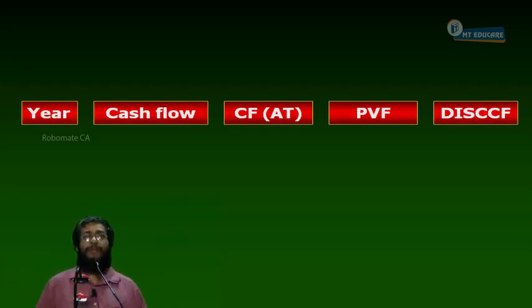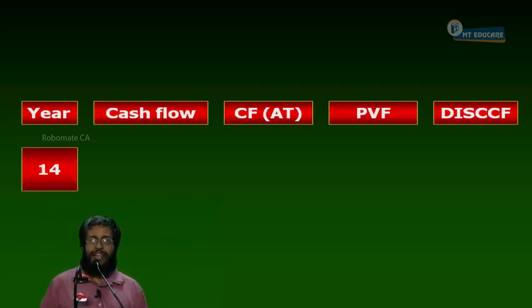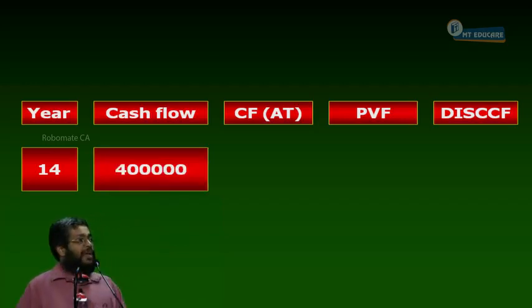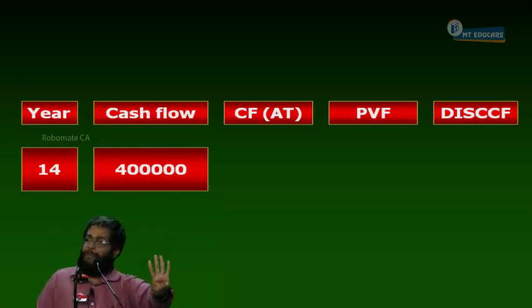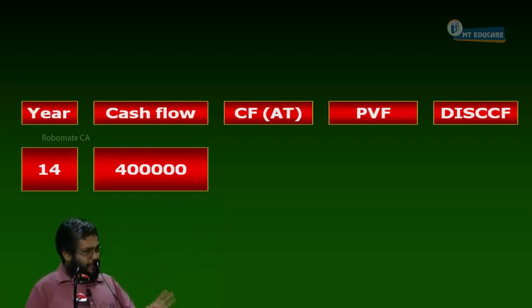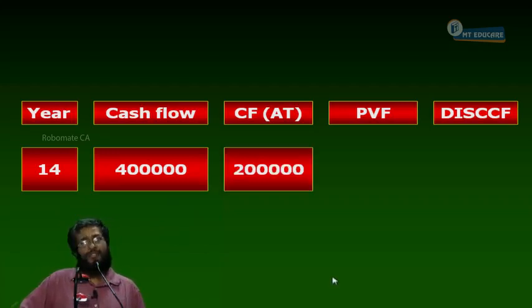Shall I start or not? Now, tell me, I am doing repairs in which and which year? 14th year and 15th year. 14th year, look at the workbook and tell me how much I am spending for repairs here? 4 lakhs. When I spend 4 lakhs on repair, what will I do? I will debit it in my P&L account. Yes or no? I debit the 4 lakhs in the P&L account, the profit comes down by 4 lakhs. On which I pay how much tax? 50% tax. That means, what is the repair cost after tax? 2 lakhs. The repair cost after tax is 2 lakhs.